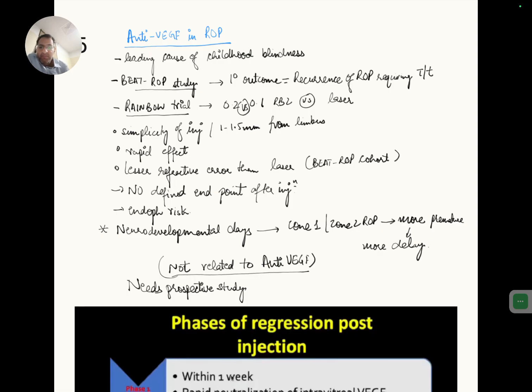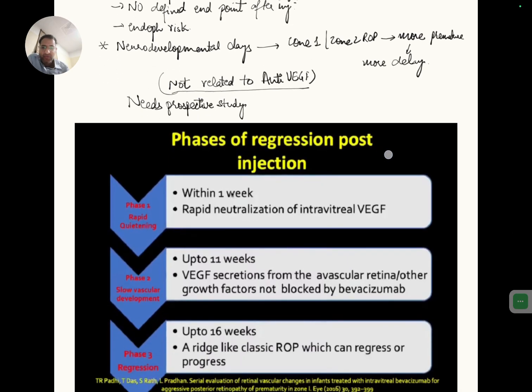The neurodevelopmental delay helps us to correlate with zone 1 and zone 2 ROP. The more premature the baby, the more will be the neurodevelopmental delay, and the more will be the chance of ROP in zone 1 or zone 2. And this is not related to anti-VEGF. Though some people say that anti-VEGF might go into the systemic circulation and cause neurodevelopmental delays, there is no direct evidence, and this needs a prospective study to actually be seen.